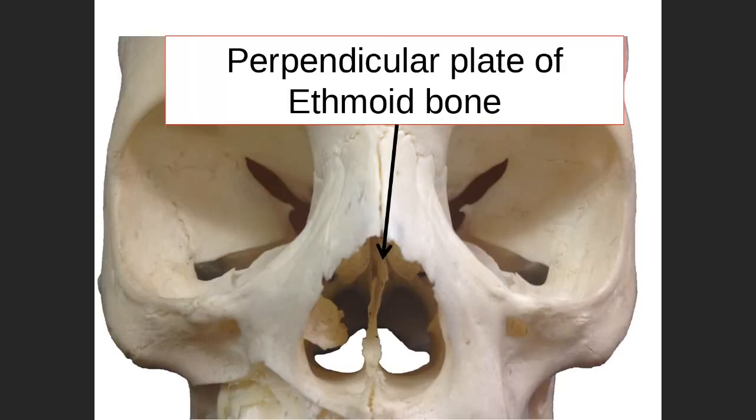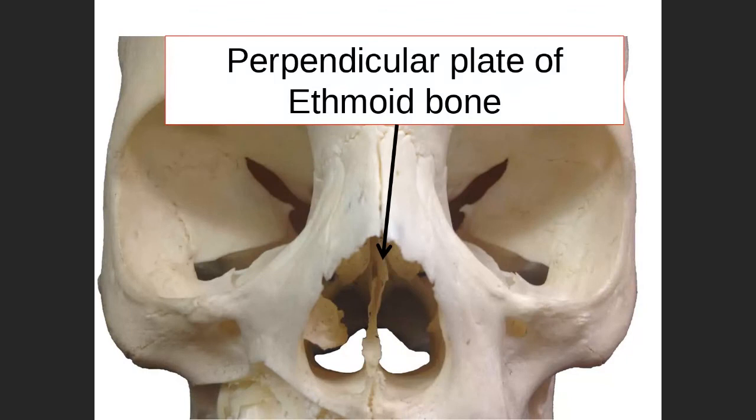Now this view is an anterior view of your skull. We're looking at your face. And what that arrow is pointing to is one of the two bones that make up your nasal septum. And if you're not familiar with what that is, I'm sure that some of you probably heard the term deviated septum before. Well, the nasal septum divides your nasal cavity into the left and right chambers.